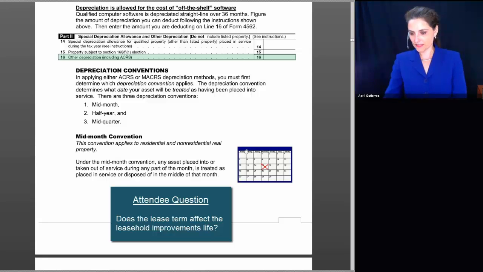And then it says, does the lease term affect leasehold improvement life? The answer is no. So that's kind of a big deal. Let's suppose you sign a 5-year lease on a commercial space, and you go in there and you spend $60,000 fixing it up. The depreciable life normally of those expenditures is 39 years, even if you have a 5-year lease.